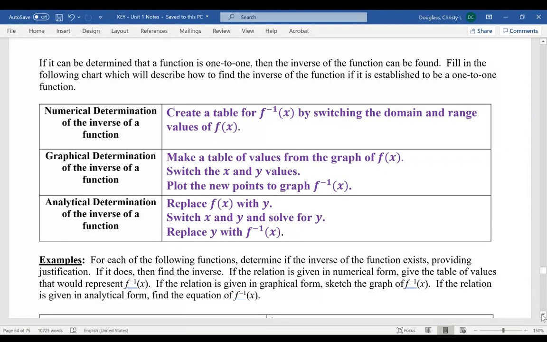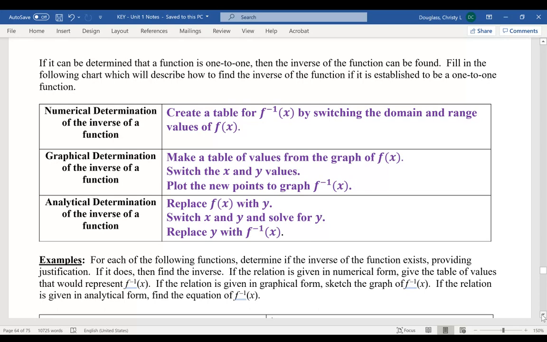Graphically, if we want to look at the graph of a function and we have determined that it is indeed a 1-to-1 function, then we can take some special values from the graph and make a table, switch the x and y or domain and range values, plot the new points as a guide to help us draw our inverse. And we'll look at an example of how we will do that in just a moment.